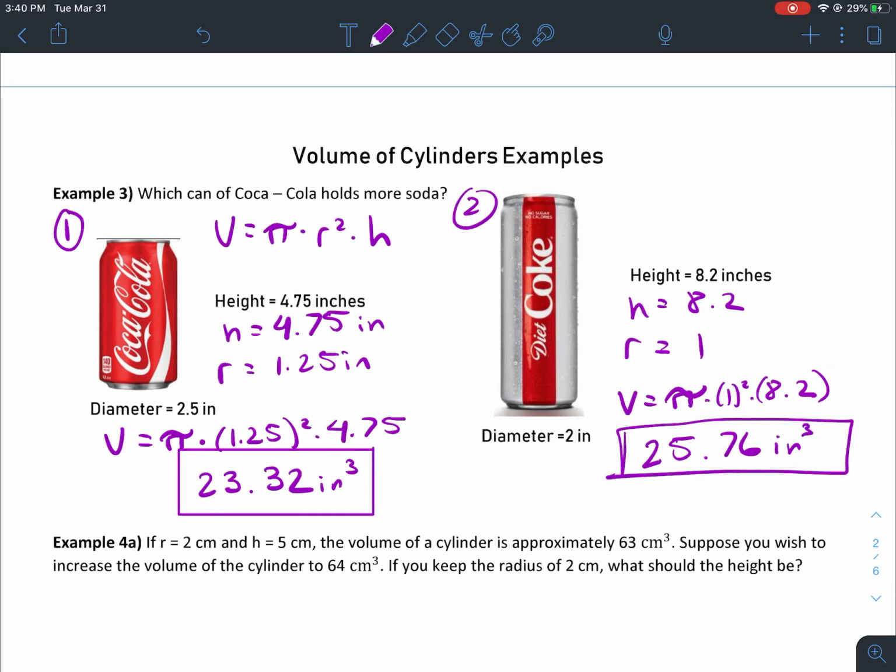It's volume. All right. So then to answer this question, it says, which one holds more soda? Well, can 2 is going to hold more soda, our Diet can of Coke.